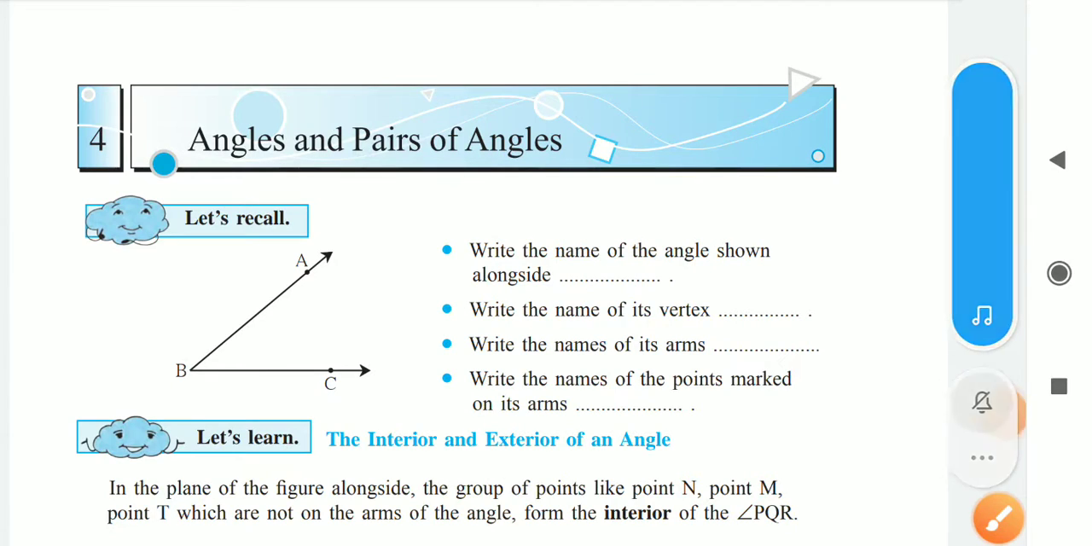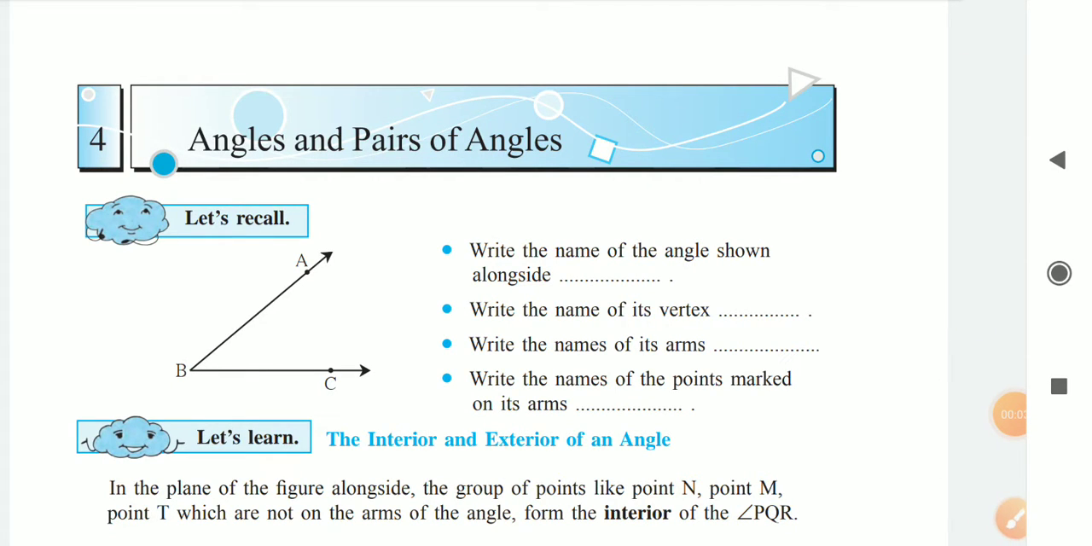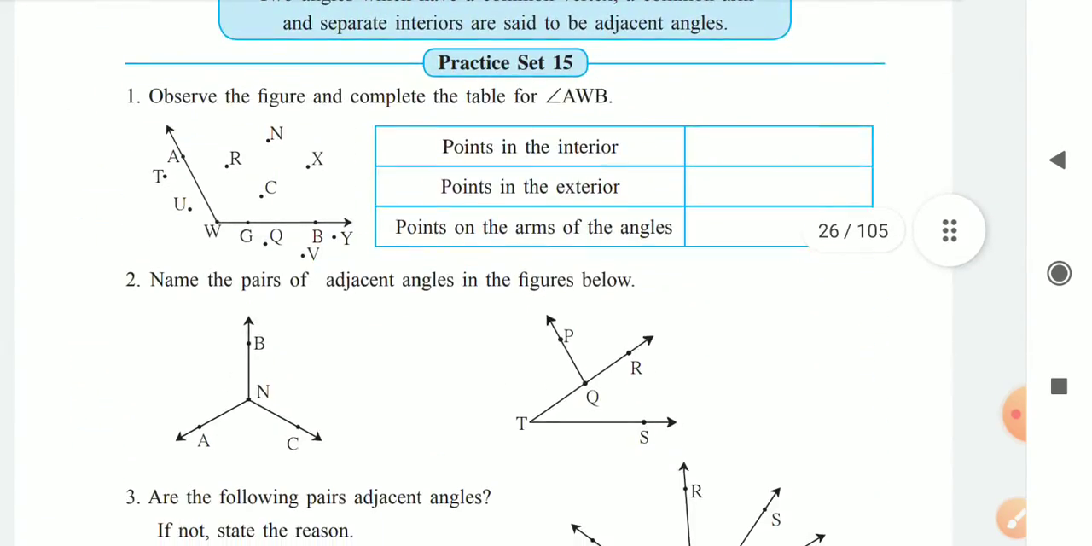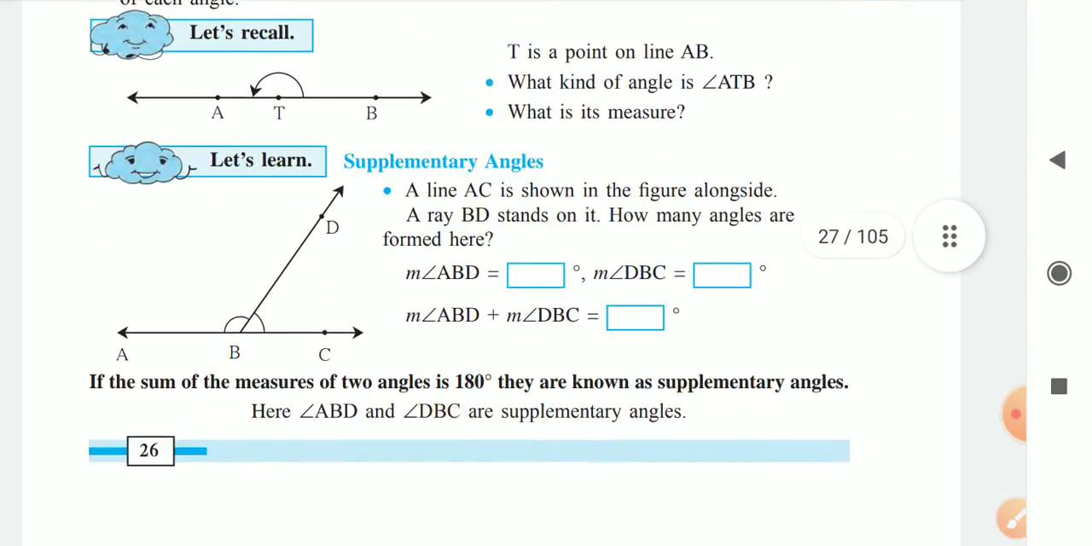Hello children, today we will see lesson number 4, angles and pairs of angles. Under this lesson, today we will see the next part of our lesson.